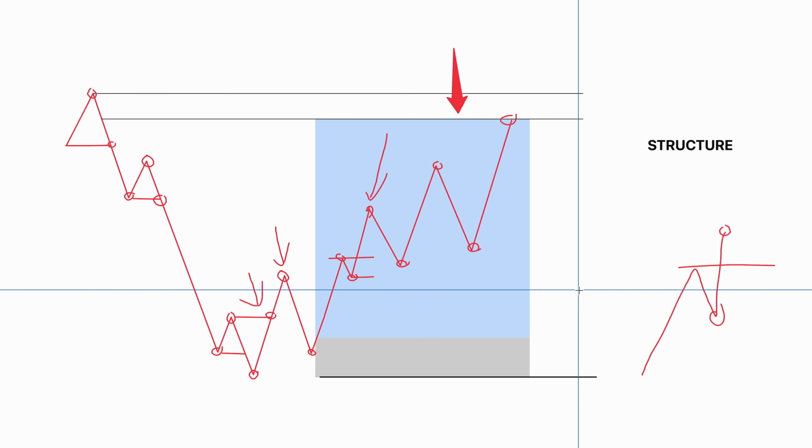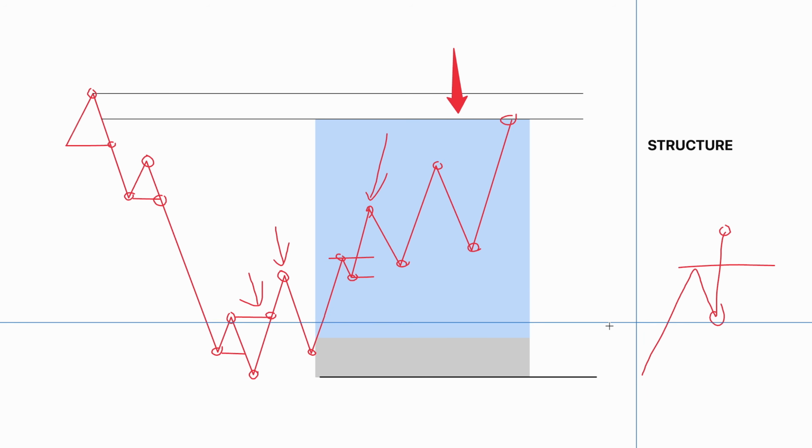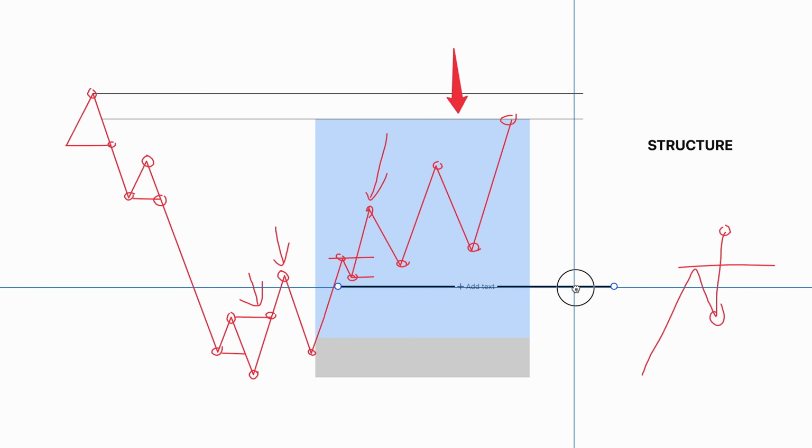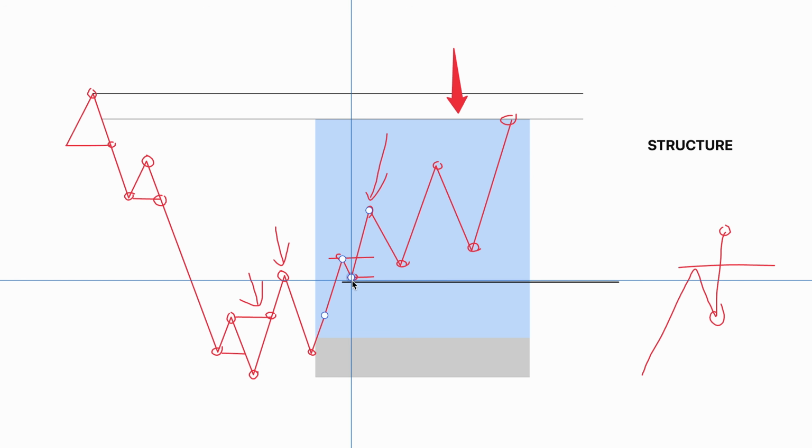So basically what we're doing here is waiting for validation of a trend in this format that we've just discussed. Then we can follow price by putting the stop loss under the recently formed higher low.